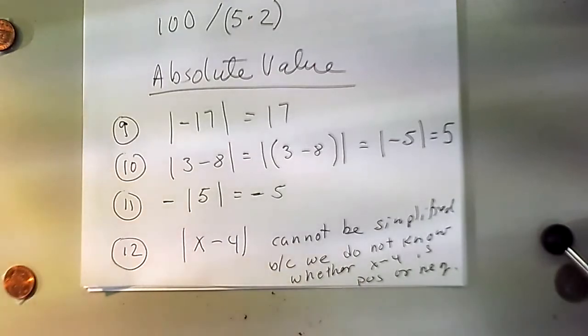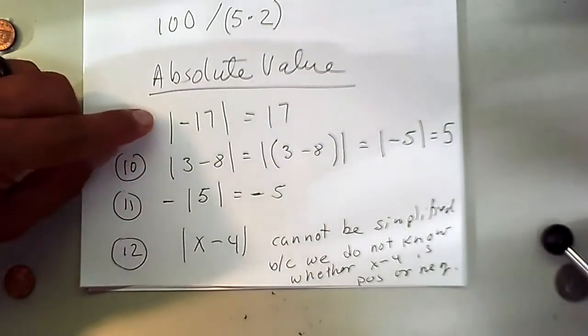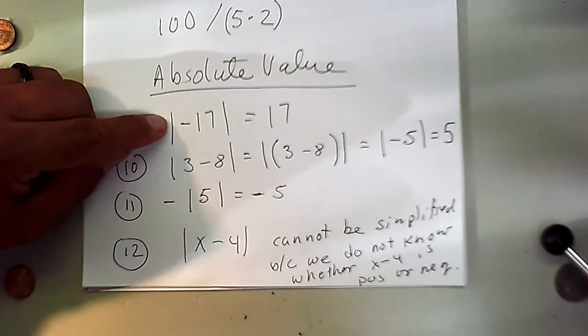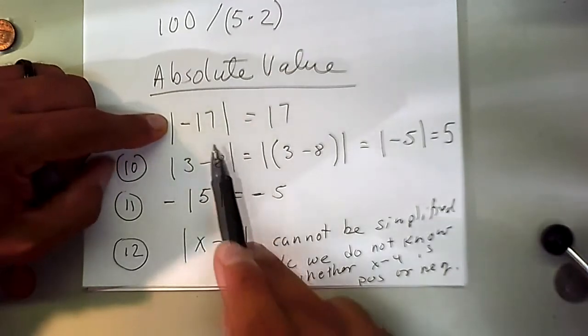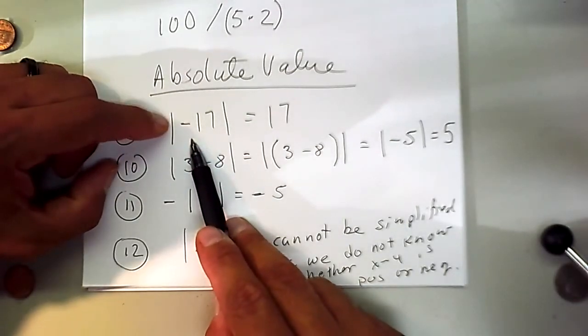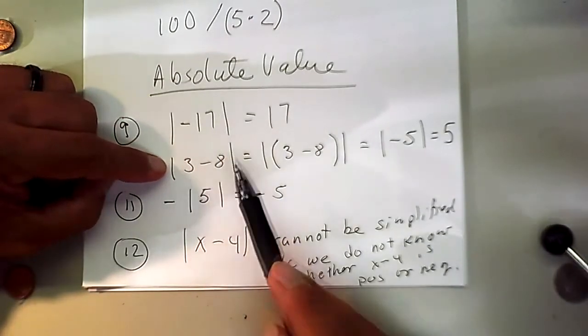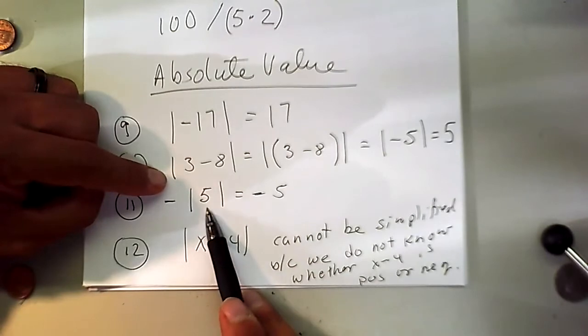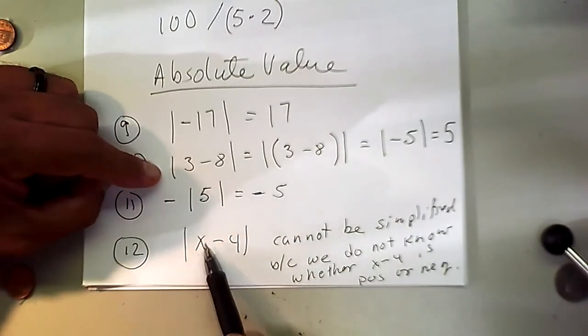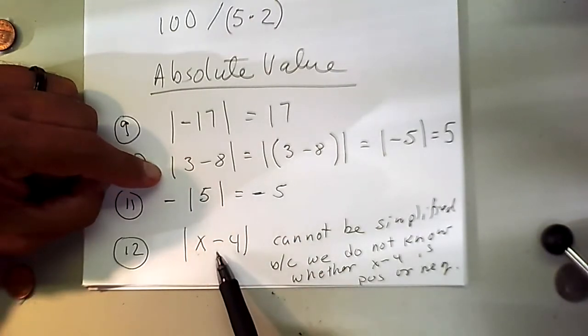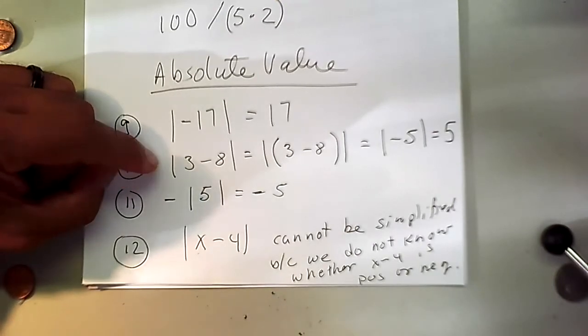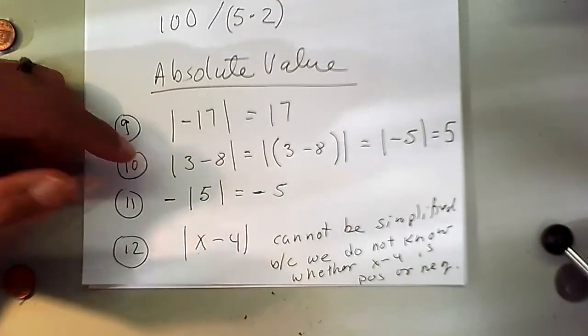Okay, so can we simplify the absolute value of negative 17? Absolutely yes, because we know the value of negative 17. Or 3 minus 8, we can easily compute that. Or the absolute value of 5 is 5. But if we have a variable and we don't have additional information about the variable, then no.